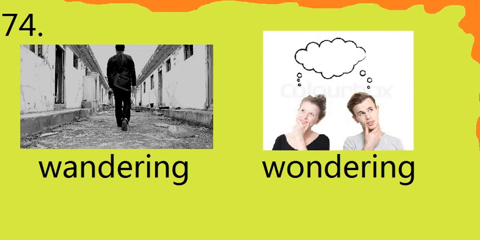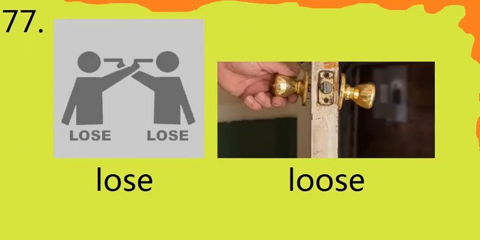Here we have wandering and wondering. Again, the pronunciation is almost identical, but the spelling here is important. Wandering with an A means walking around. Maybe you don't know where you're going. You're just going for a leisurely stroll, looking to see what you can find. Wondering with an O means you're thinking about something. Maybe thinking about what to have for dinner, what's going to happen in the future, that kind of thing. Wandering, wondering.